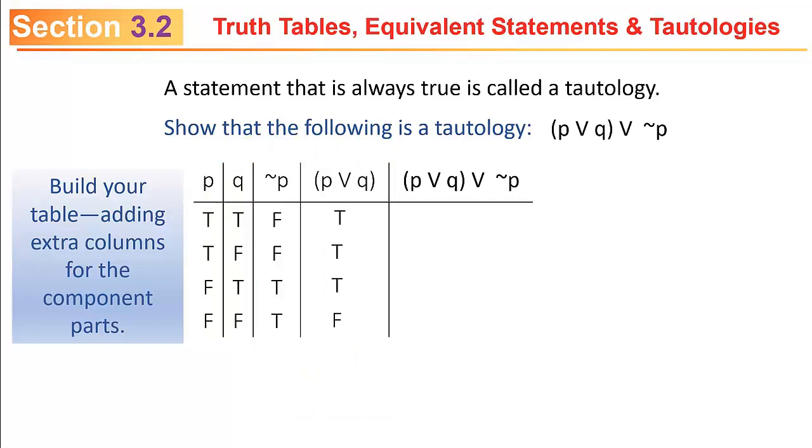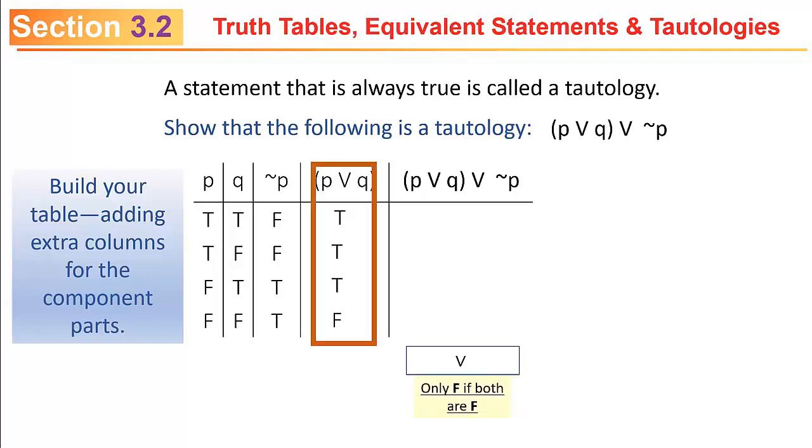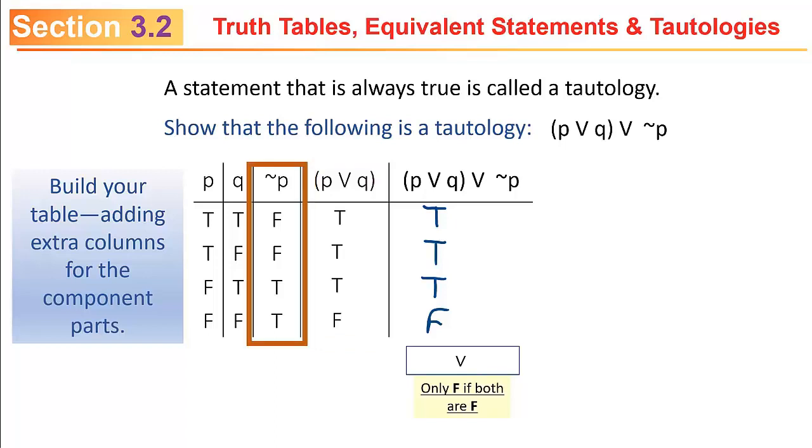Now you want to keep moving to the right, and you notice that for this last column, you have the P or Q done, so just transfer those values over. True, true, true, false, underneath the P or Q. And you already have not P done in an earlier column, so transfer the not P values over underneath the not P. And remember, it's an or in the middle.